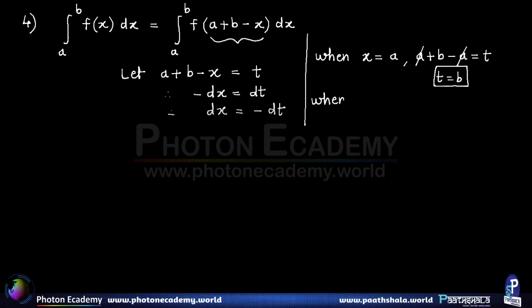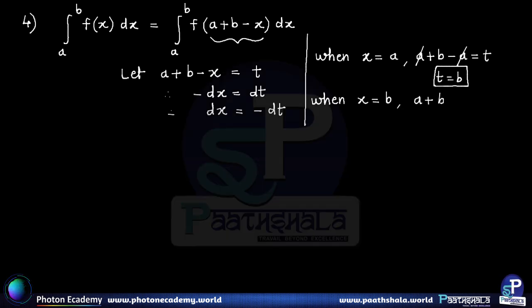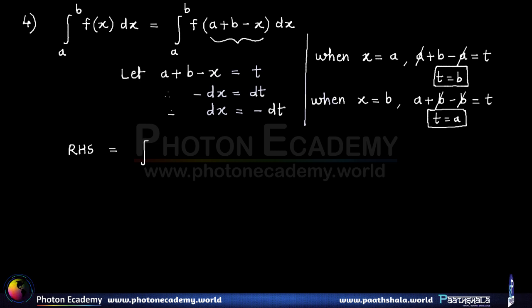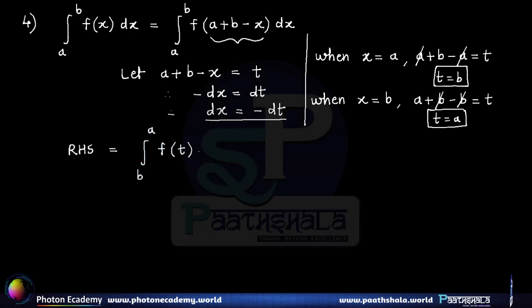Similarly, when x was equal to the upper limit b, in that case we had a plus b minus b is equal to t. Correct? So on cancelling b, we get t is equal to a. So therefore our right hand side integral now becomes, if you now see the limits get interchanged, the new limits are from b to a, f of the expression has been replaced with t and dx is equal to minus dt, so that is minus of dt.